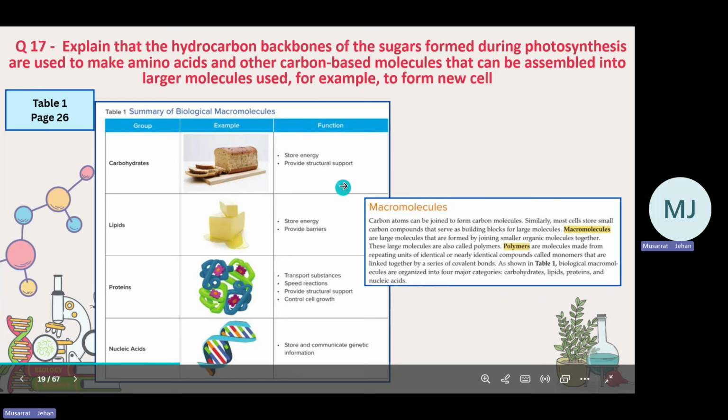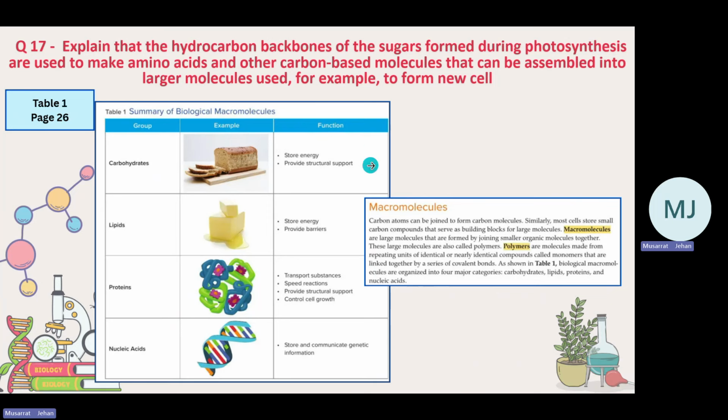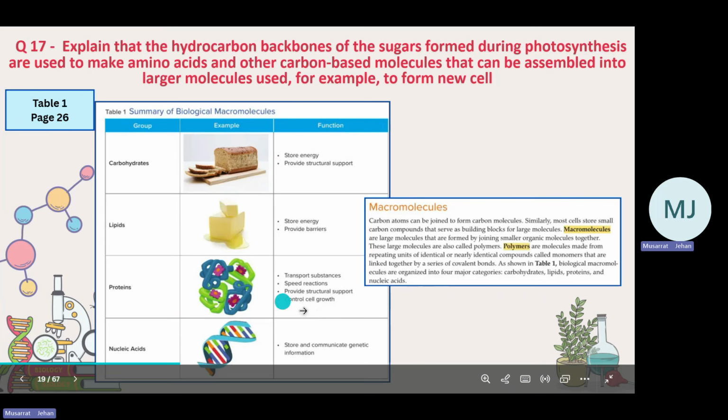Functions are important. Carbohydrates store energy and also provide structural support. Lipids also store energy, but they provide barriers. The plasma membrane is made up of lipid. It is a barrier. It allows only some substances to enter. Both of them store energy, but lipids store energy for long term and carbohydrates for short term. Proteins transport substances, speed reactions, provide structural support, and control cell growth. Very important stuff, these macromolecules.